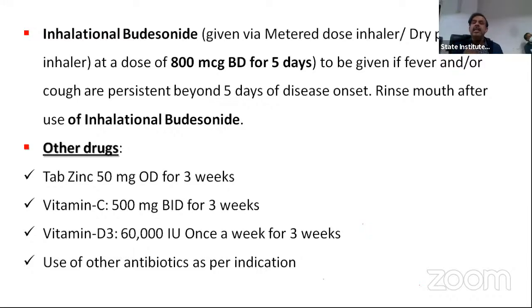So dosing is 800 microgram. It's available as 200 or 400 microgram. Accordingly, you have to tell the patient. So if a patient says, I am having fever on day 6, my saturation is okay, but my fever or cough is persisting, and today is day 6 and still I'm having fever or cough, that's the point of time when you should advise inhaled budesonide. There would be symptomatic improvement. How long do you have to give? 5 days. Now, obviously, the question will arise, why are you not giving it from day 1?